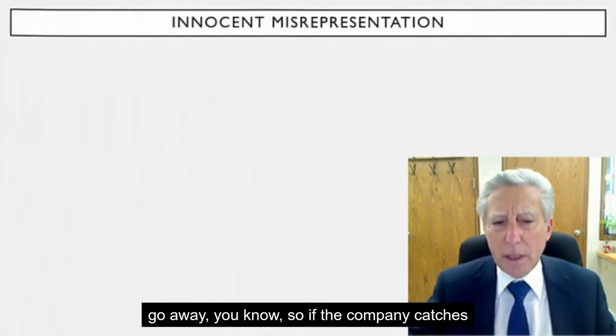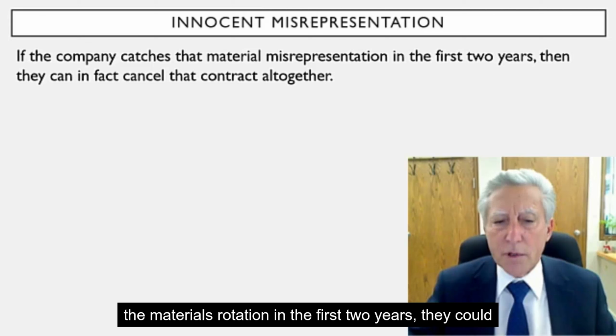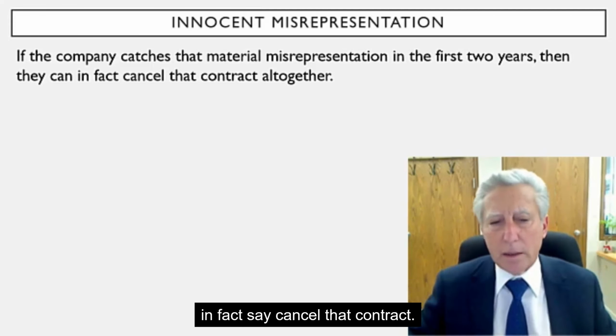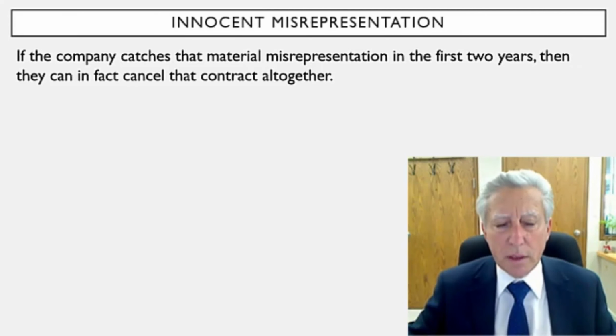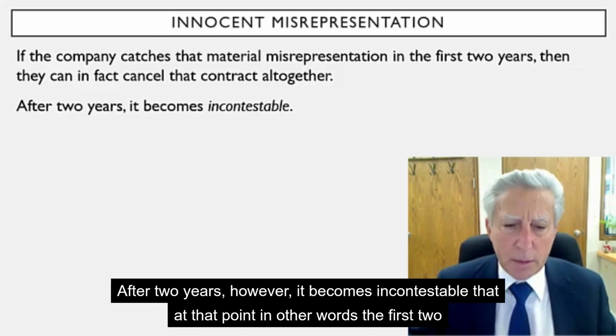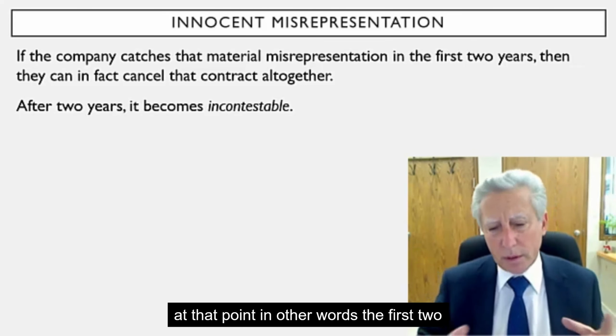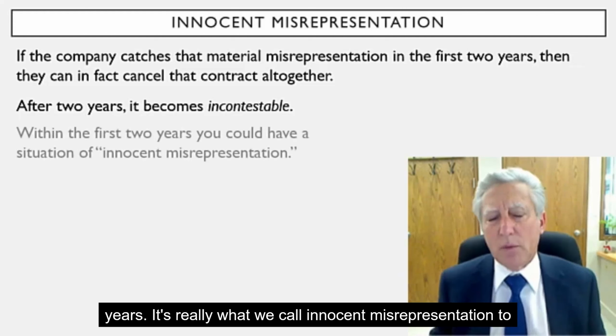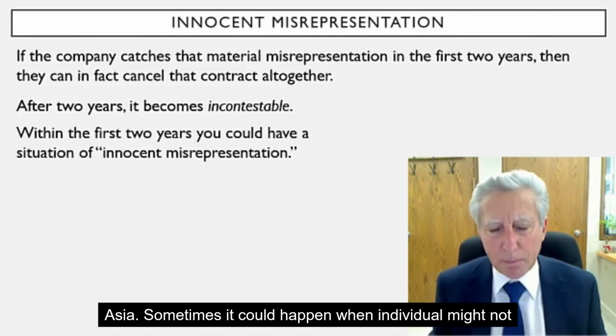So if the company catches the material misrepresentation in the first 2 years, they could, in fact, let's say, cancel that contract. After 2 years, however, it becomes incontestable at that point. In other words, during the first 2 years, it's really what we call innocent misrepresentation.